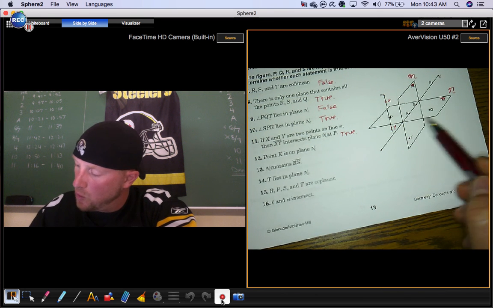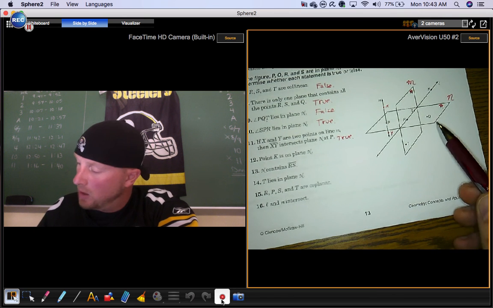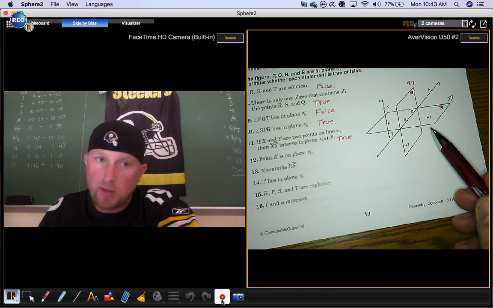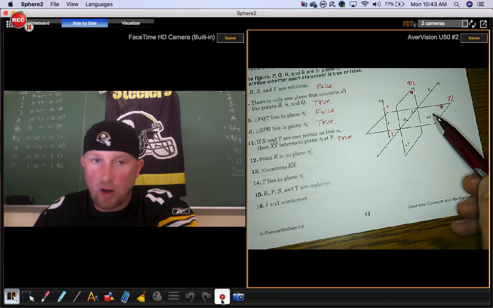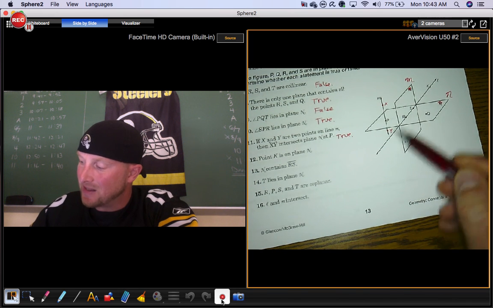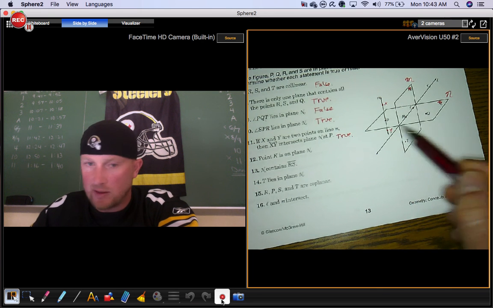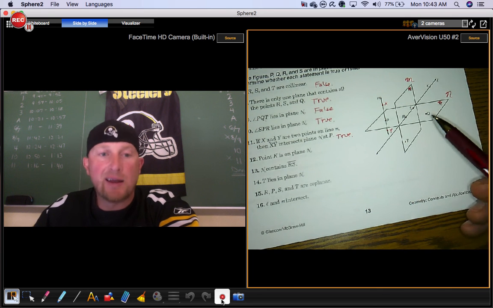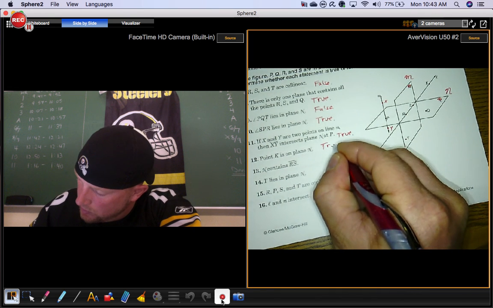Number 12, point K, that's this guy. Is it on the horizontal plane? This is a tricky one. And if you haven't seen this before, you might get this wrong. This plane, remember, goes on and on forever. So it's going on forever in this direction. And since this line right here is completely on this plane, then any point that's on that line is going to be on that plane too. They go on forever. That's true.